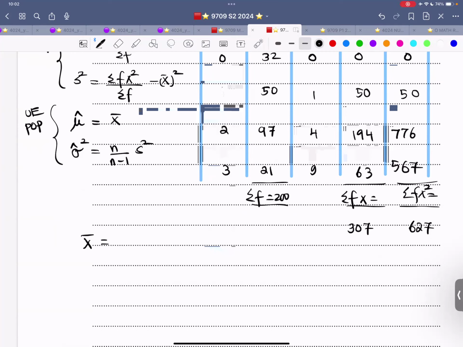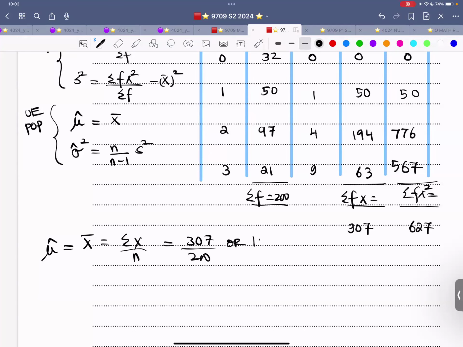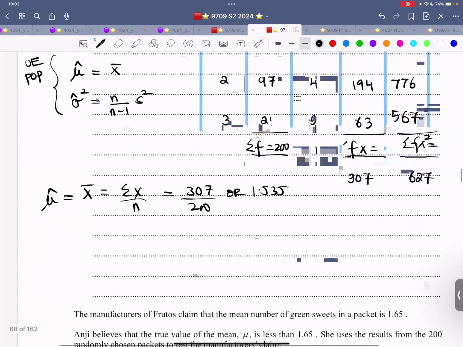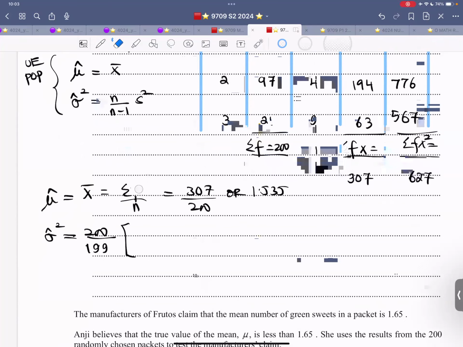So therefore, X bar is sigma X over N. This is the unbiased estimate. This is 307 over 200, which comes out to be 1.535. This is exact. And the unbiased estimate of population variance is N over N minus 1 times the sample variance. This is sigma Fx, not sigma X, because this is not raw data. This is a frequency distribution. Let me write it properly. So this is sigma Fx over sigma F.